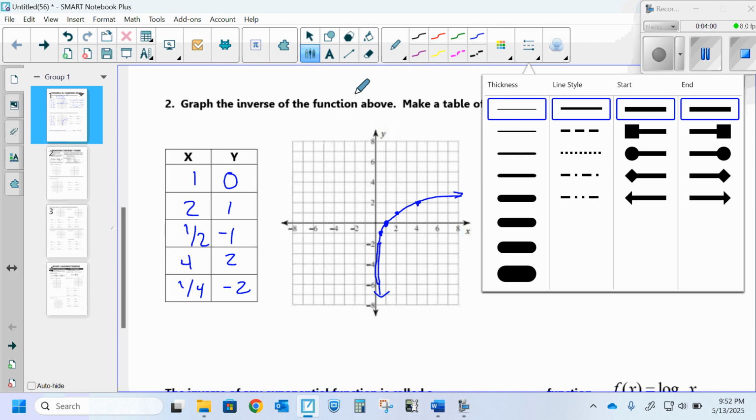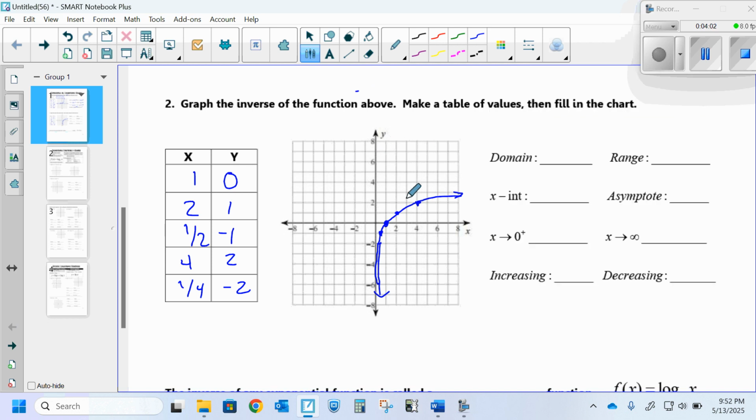So for this inverse here, notice our domain is 0 to infinity, and our range this time is all real numbers. If you're switching x and y, that makes sense, right? Your domain and your range switch places with that other graph.